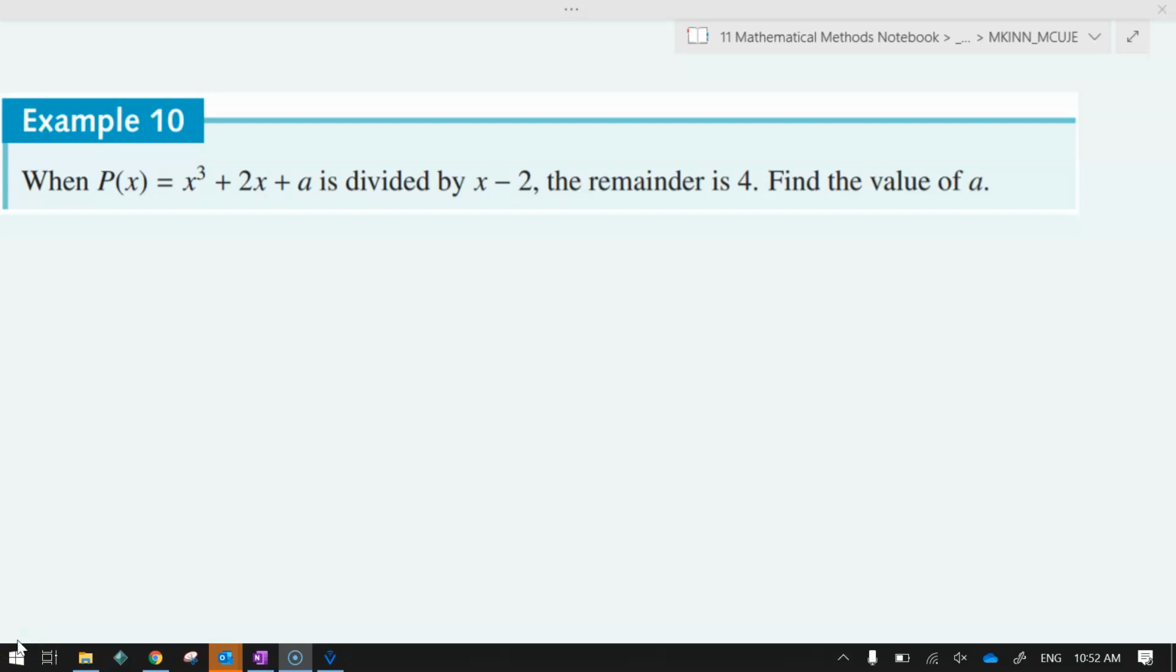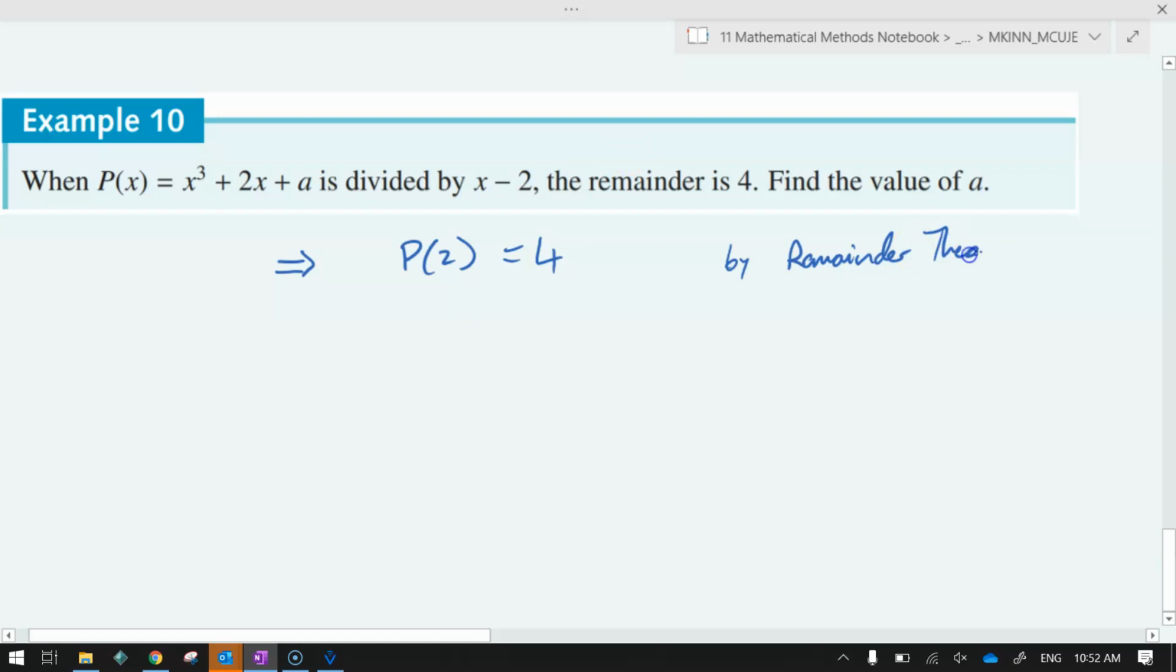So when P of x is divided by x minus 2, the remainder is 4. That implies P of 2 is equal to 4. And you could even say by the remainder theorem if you really wanted to. So what's that equivalent to now? P of 2, well, that's 2 cubed plus 2 by 2 plus a equals 4. 8 and 4 make 12 plus a equals 4. Therefore, a equals negative 8.